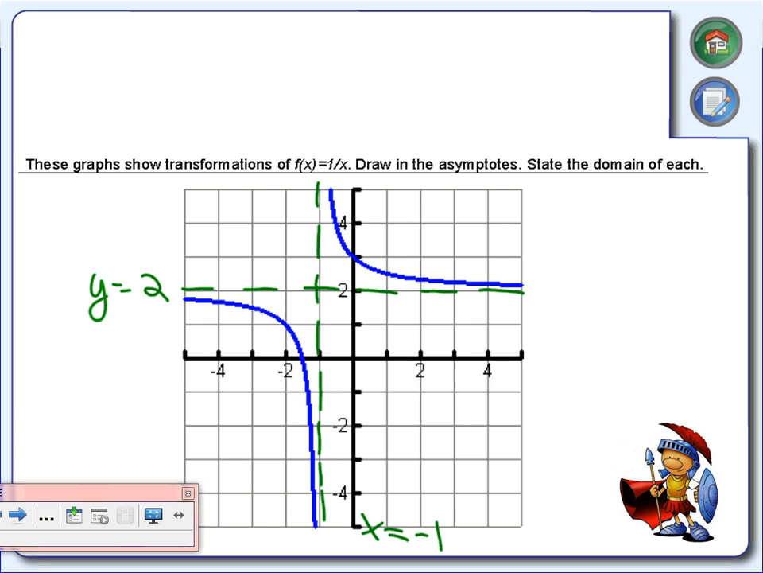Now we're going to come out to the side and state the domain. The domain is all the x values except for one. There's only one x value that I'm not going to use. Can you spot it? What is it? -1. There it is. Notice, again, if I start at my vertical asymptote, all these x values to the left are being used. All the x values to the right of that asymptote are being used. The only one that's not being used is where that asymptote occurs, which is -1.